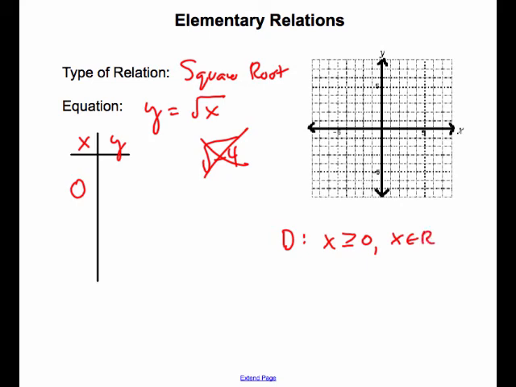The square root of 0 is 0. The square root of 1 is plus or minus 1. The square root of 4 is plus or minus 2. But remember that this symbol tells us to only take the positive value, the positive square root value. So we're going to put 1 here, and we're going to put 2 here.